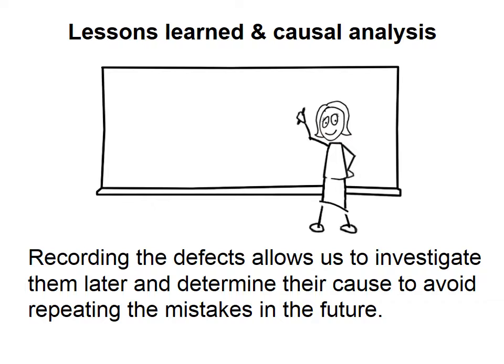After a release has been deployed in production, the project stakeholders can conduct a causal analysis, where the cause of each defect is determined, and lessons learned, where the team identifies what worked, what didn't work, and how they could improve in the future. This will help to avoid repeating the same mistakes on future projects.